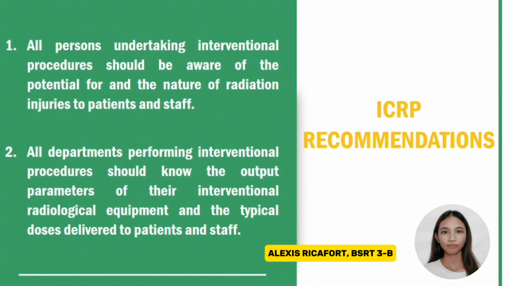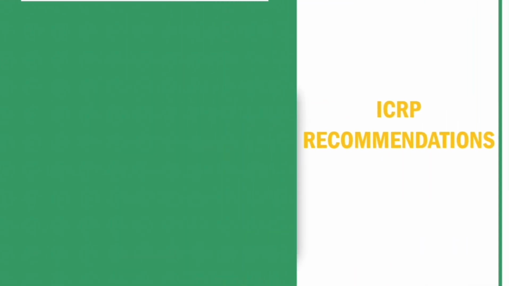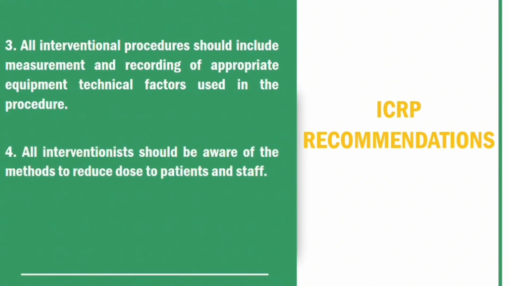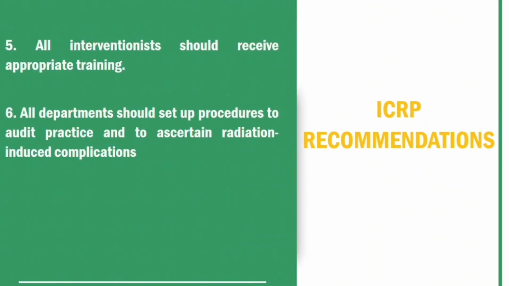It is recommended by the ICRP, or the International Commission on Radiological Protection, that first, all persons undertaking interventional procedures should be aware of the potential and the nature of radiation injuries to patient and staff. Second, all departments performing interventional procedures should know the output parameters of their interventional radiological equipment and the typical doses delivered to patient and staff. Third, all interventional procedures should include measurement and recording of appropriate equipment technical factors used in the procedure. Fourth, all interventionists should be aware of the methods to reduce dose to patient and staff. Fifth, all interventionists should receive appropriate training.